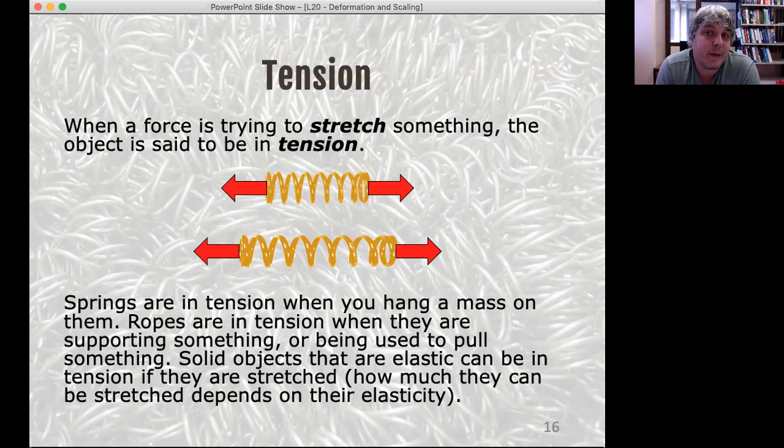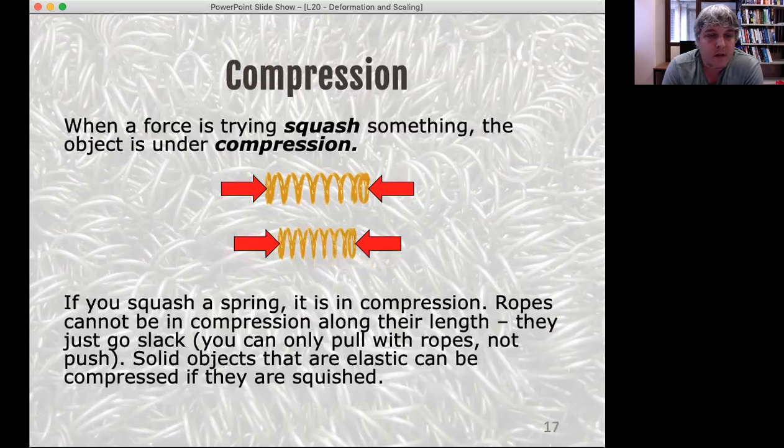And actually, it doesn't even have to be elastic. I shouldn't really have said that in the slide there. Any object that has forces that is trying to stretch it is called under tension. Elastic objects will stretch slightly when they're under tension, but any object can be under tension. So how much they stretch depends on their elasticity, but anything can be under tension. Compression is exactly the opposite, as you may have guessed. When a force is trying to squash something, then that object is under compression.